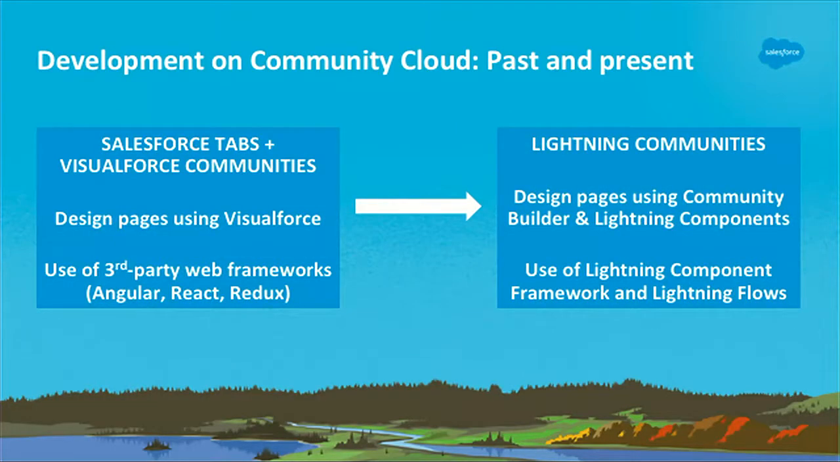So this is just a look at what the path of communities looked like over the past few years. For a long while, there were the Salesforce tabs, Visualforce communities. And with those, you would use Visualforce pages to build custom functionality. It had more of a classic Aloha sort of look and feel. It's still relevant today, actually. So if you want to build something that looks completely custom based on third-party web frameworks like React, Angular, Vue, that's still an option. But what we have now is Lightning Communities.